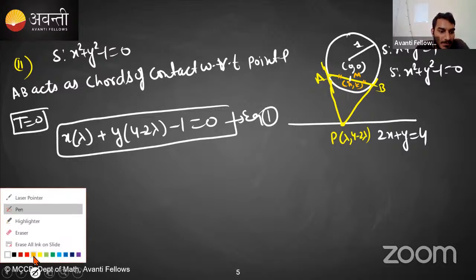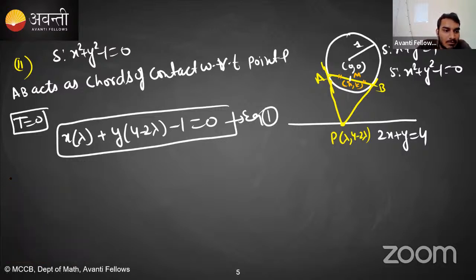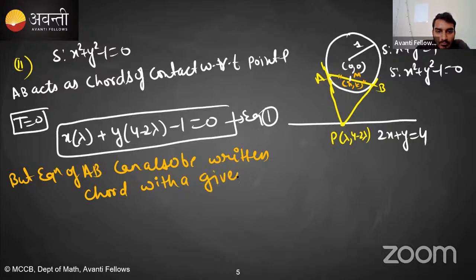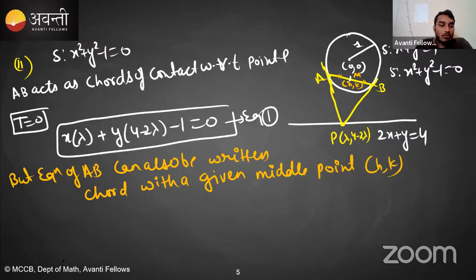But the equation of AB can also be written as the chord with a given middle point. With a given middle point. Yes or no? The middle point is given as h, k, whose locus we have to find, right? h, k. So how can you write the equation of it? Tell me quickly in the chat box.